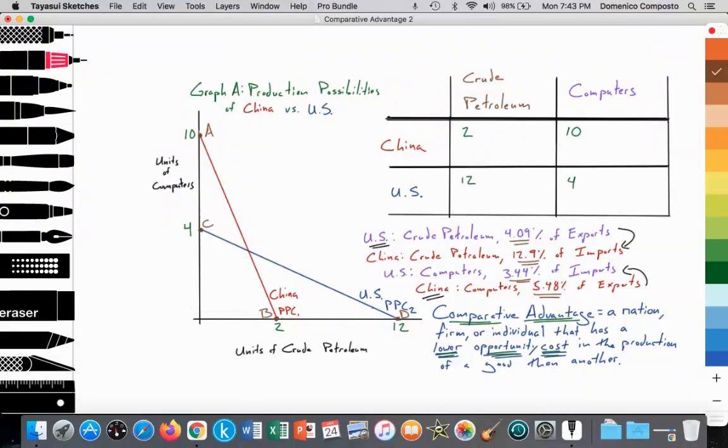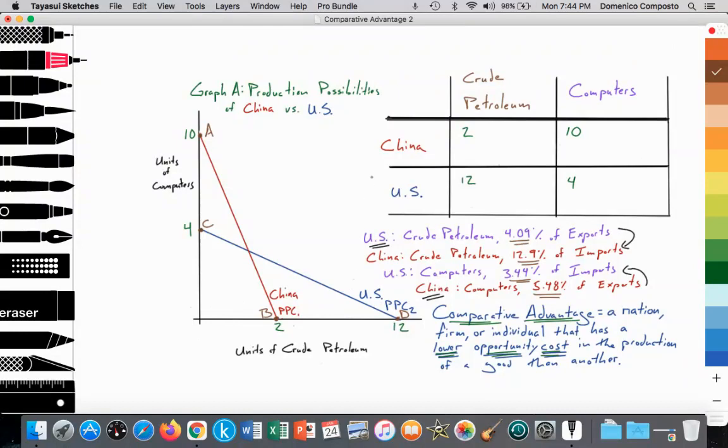Whereas the United States has a PPC curve that is flatter towards the x-axis for crude petroleum, that would highlight that they would have the comparative advantage in that production. So visually we can see that, and then we can calculate the opportunity cost and double check if our calculations correspond with what we're seeing here visually.